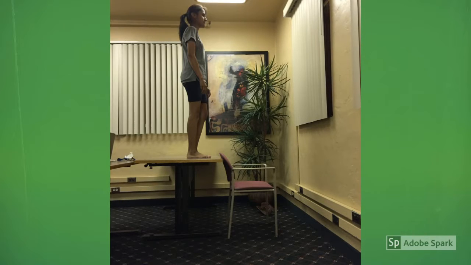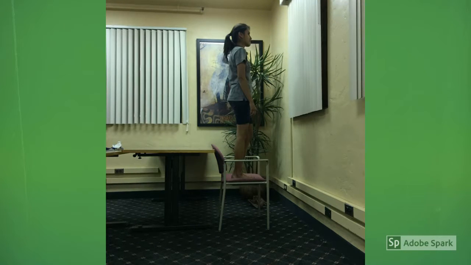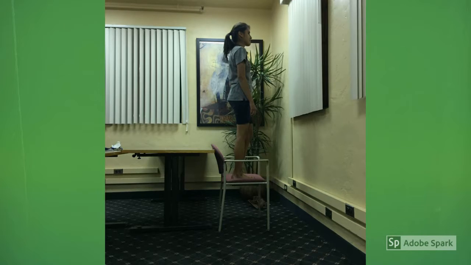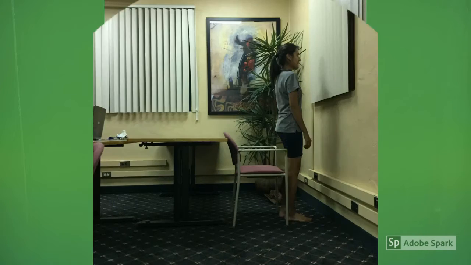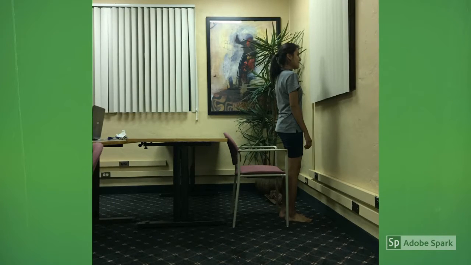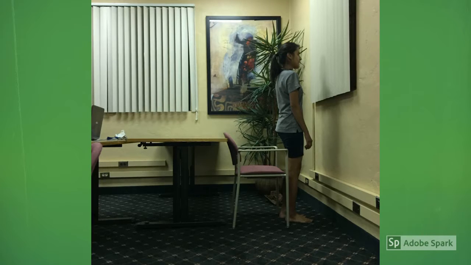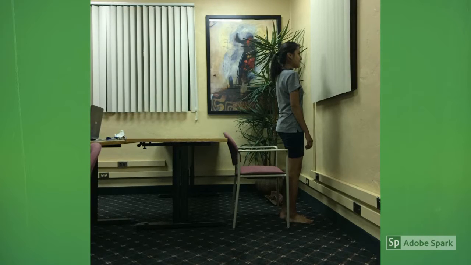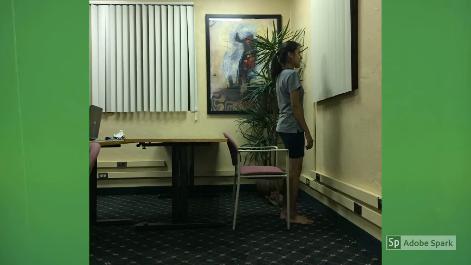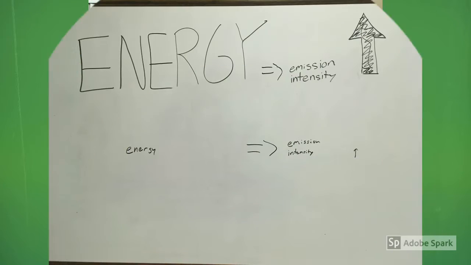However, the electron can also first relax to the chair energy level, emitting a photon of lower energy and higher wavelength, and then relax from the chair energy level to the ground energy level, emitting another photon of medium energy and medium wavelength because the chair is closer to the table than the ground.